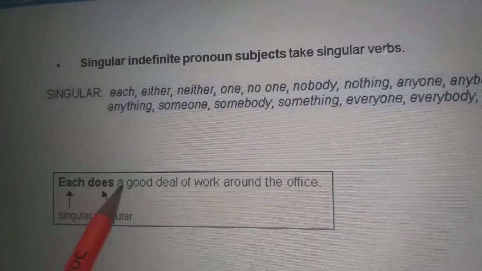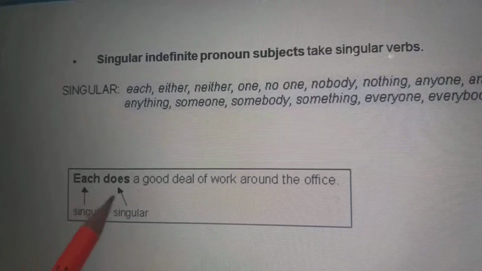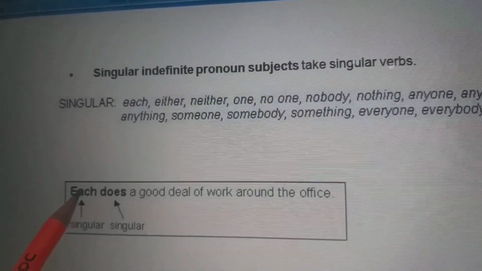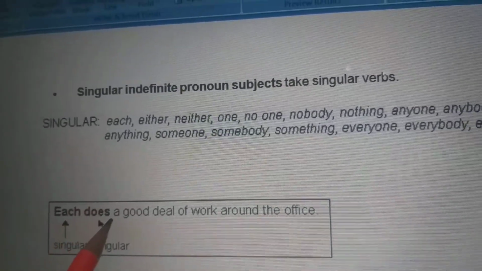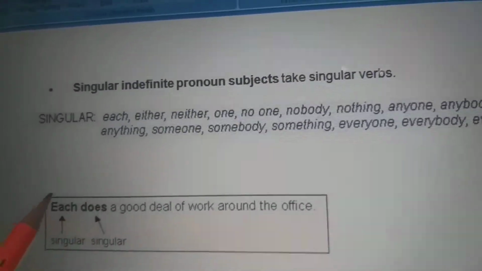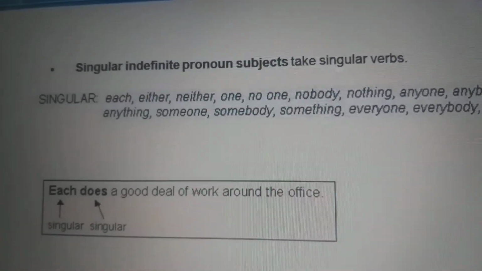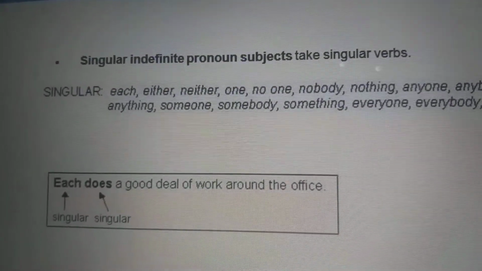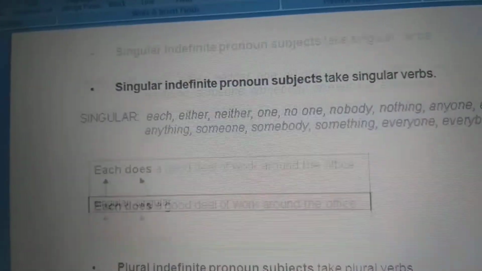Each does a good deal of work around the office. Now, each is singular and does is also singular. If it had been written over here as they, does would have turned into do. So they do a good deal of work around the office. So remember, when we are using singular indefinite pronouns, we use singular verbs also.